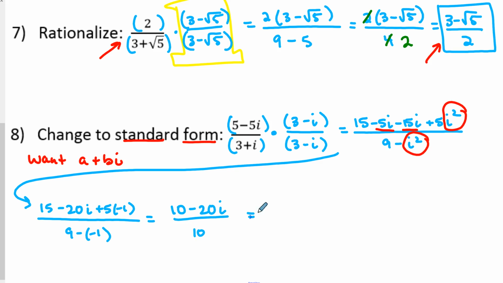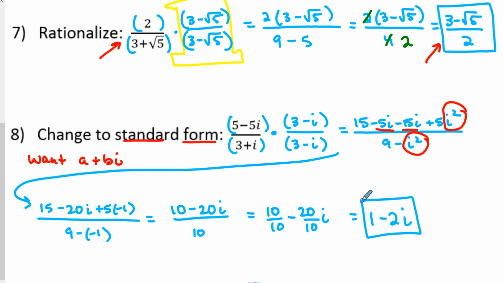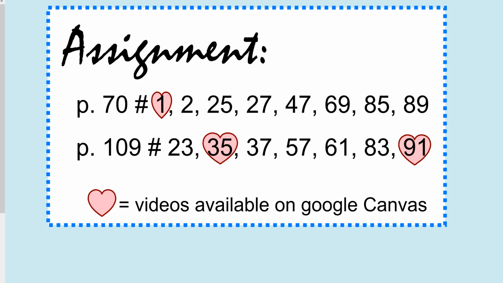So let's break this up. 10 over 10 minus 20 over 10 times i, and we just have 1 minus 2i. And 1 minus 2i is in standard form. Ta-da! Okay, so all that we have left then is today's assignment.